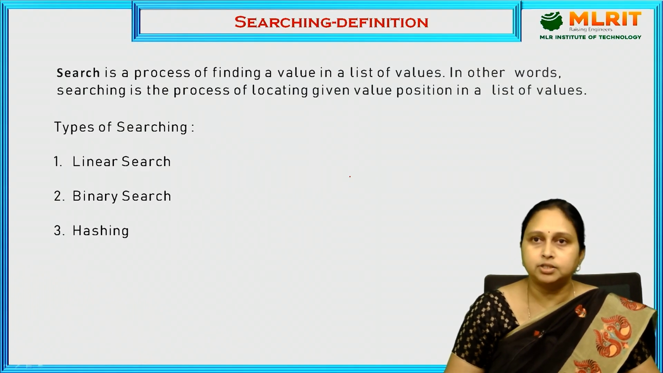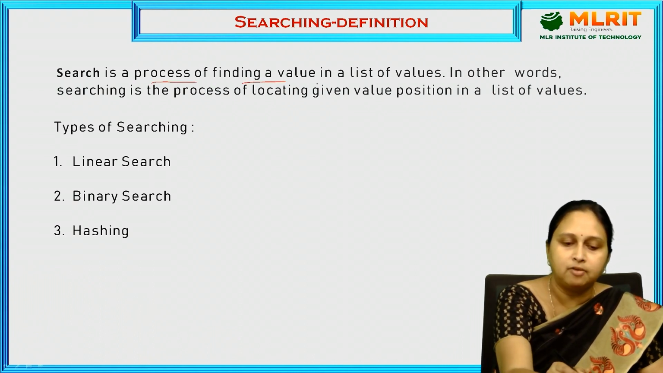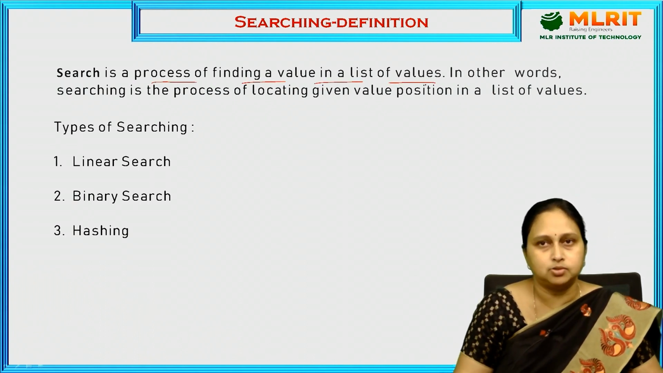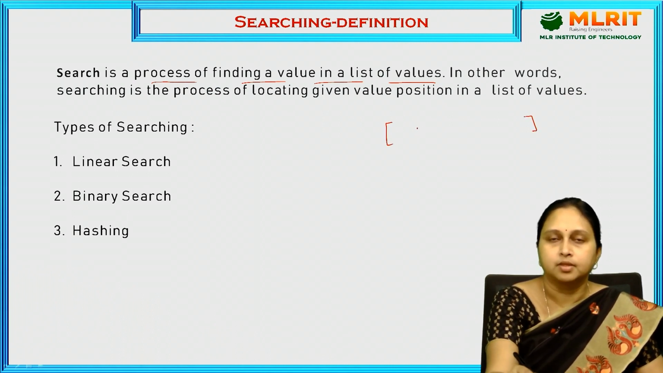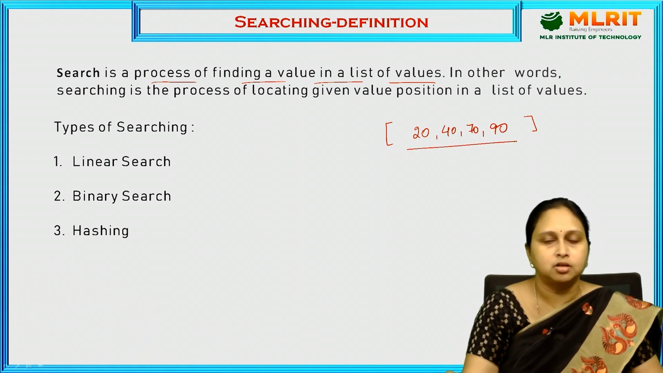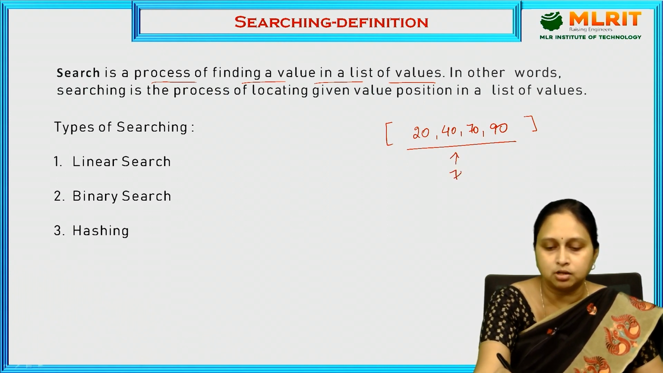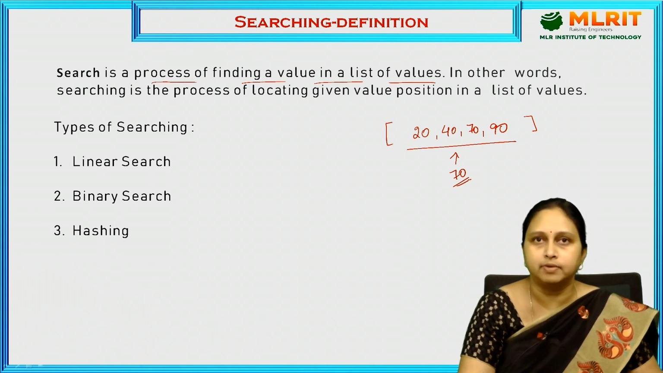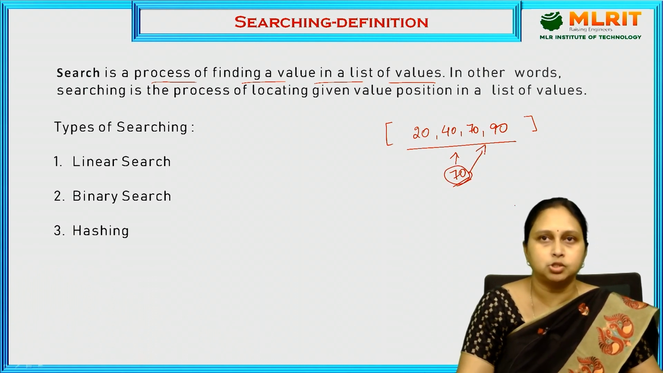This is a definition where you can know what searching is. Searching is a process of finding a value in a list of values. Suppose we have a list of values, consider 20, 40, 70 and 90. These are the list of values where you are going to search for a particular element. Consider you are going to search for element 70, whether this element 70 is present in this list or not.